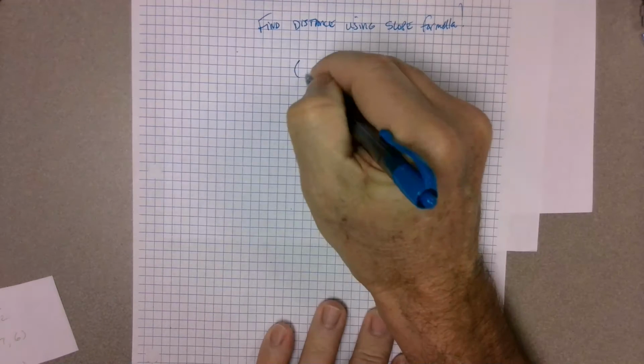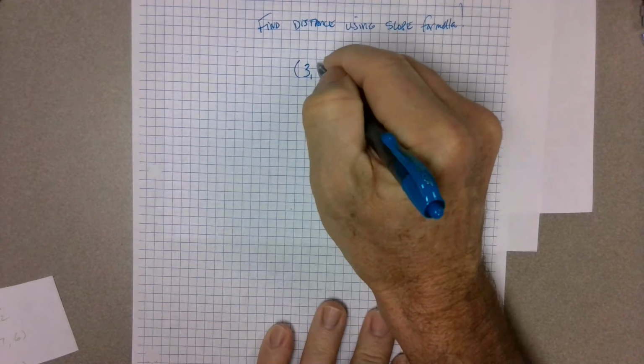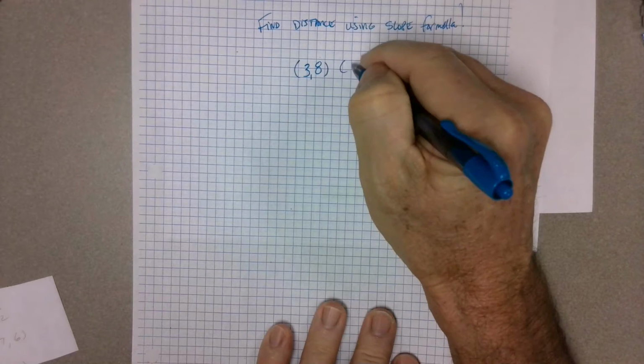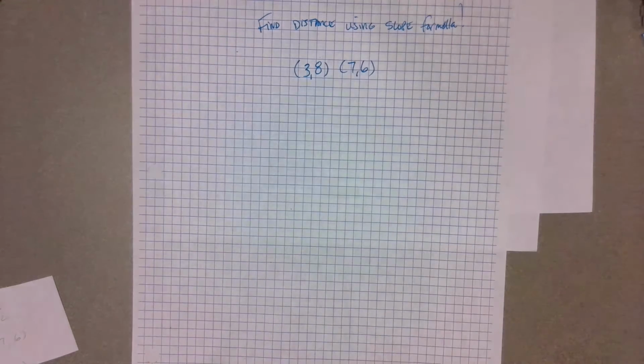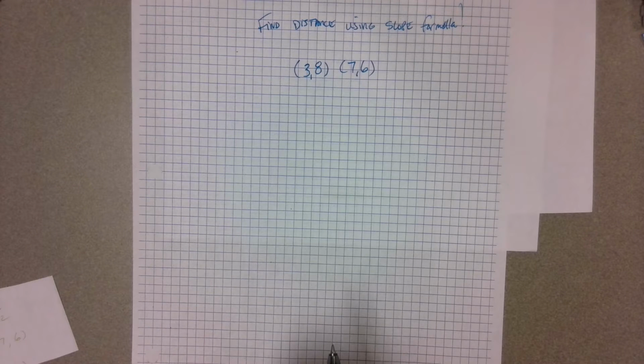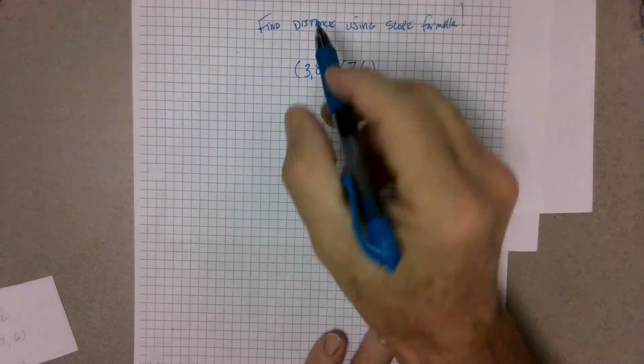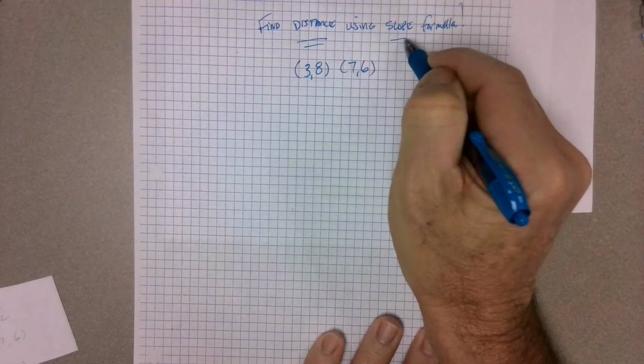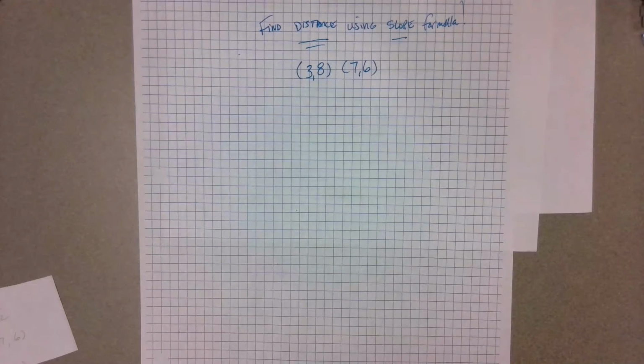I want to take 2 points. Let's say (3, 8) and (7, 6). I'm just going to take 2 points, and I want to try to find the distance from those, and I'm going to show you how to find the distance from finding the slope. Okay, so we're going to find the distance, but we're going to use slope to do it. There's some benefits to that, especially with coordinate geometry, so it allows us to do a lot of things.